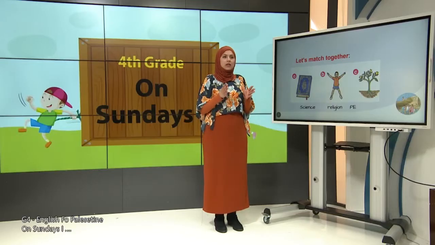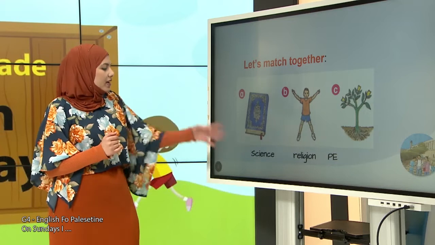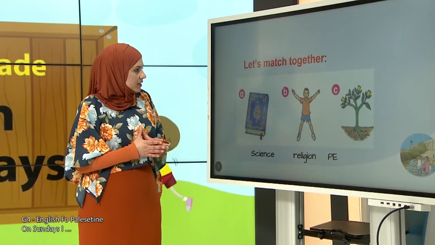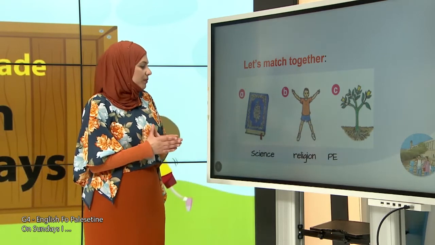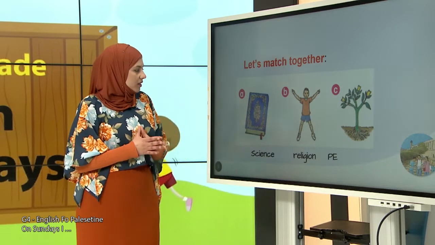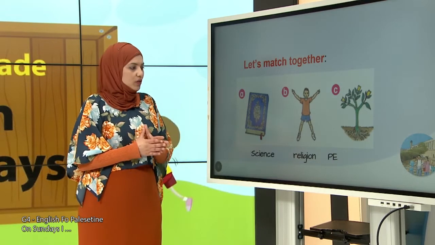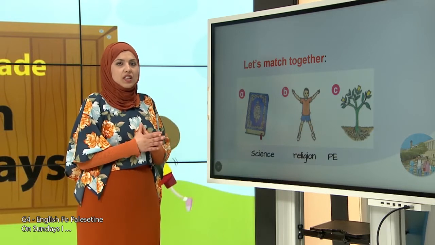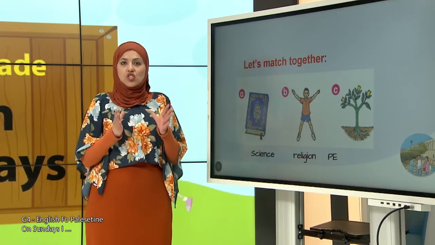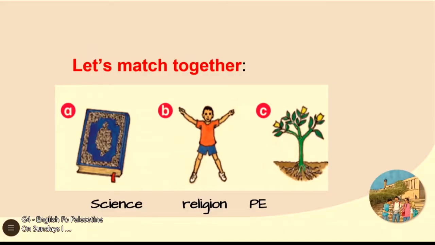Now, let's match together. Here we have science. Which picture is science? Yes, C. Very good. Religion. Which picture is religion? Yes, A. Very good. PE. Which picture is PE? Yes, B. Now, let's check our answers together. PE, yes. Religion, yes. And science. Good.